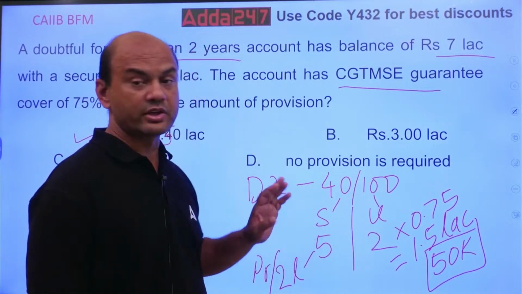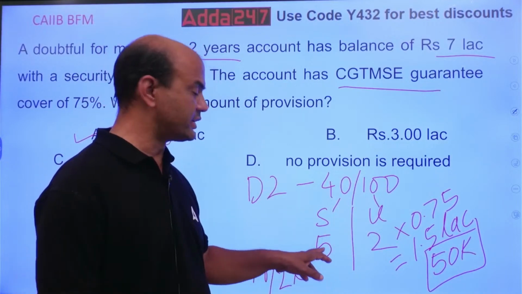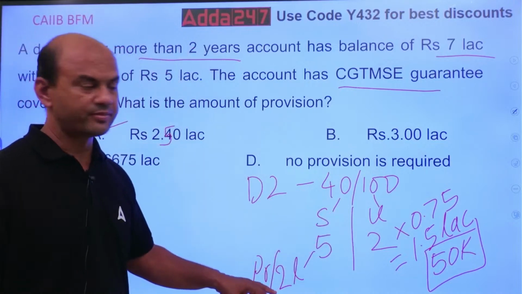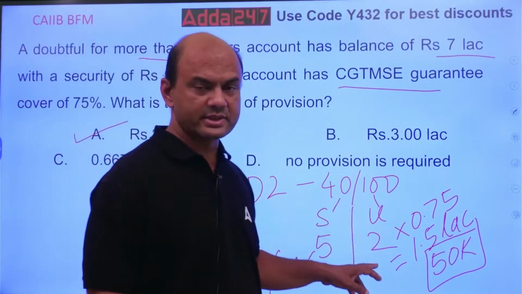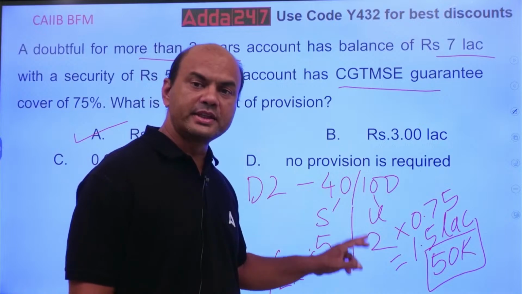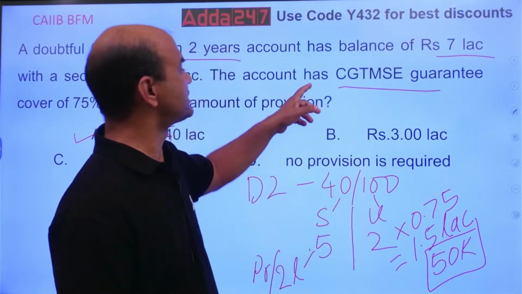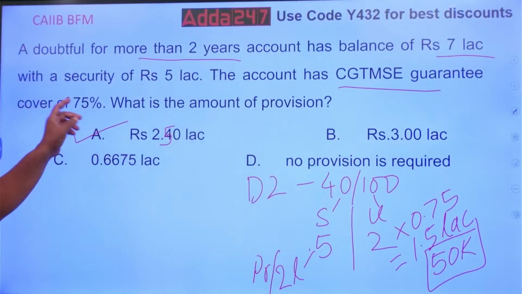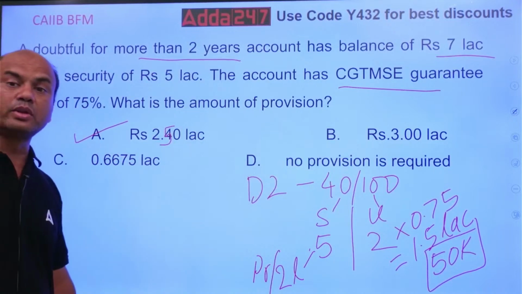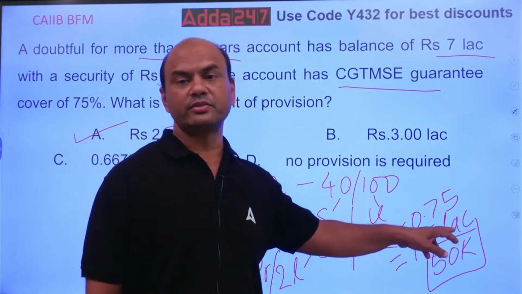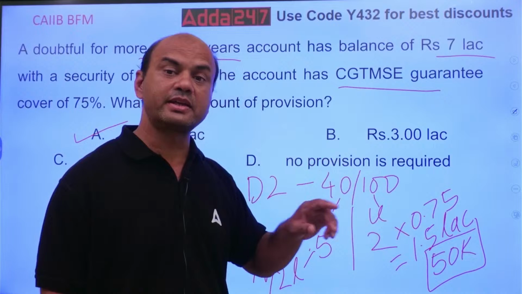5 lakhs into secured part is 40%. So, 5 lakhs into 40%. So, 5 into 4, 20, 2 lakhs. What is the unsecured part? 2 lakhs. 7 lakh minus 5 lakhs, 2 lakhs. This 2 lakhs into 75% is covered by CGTMSE. So, this 75% is covered. 2 lakhs into 75%. So, it is 1.5 lakhs.